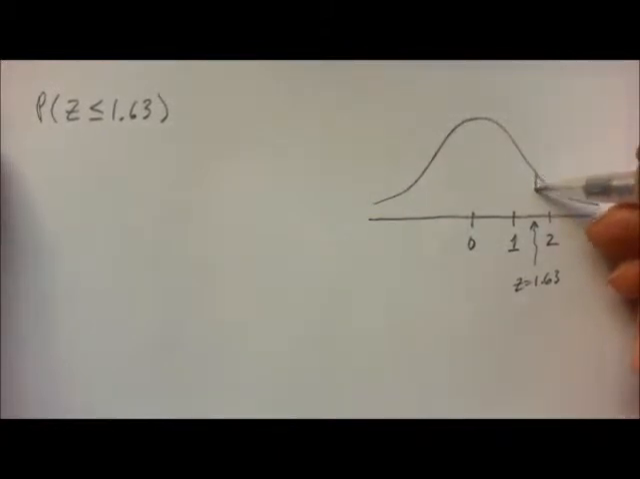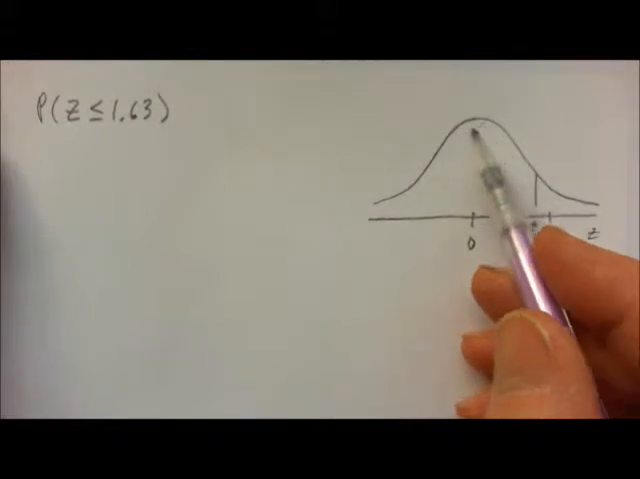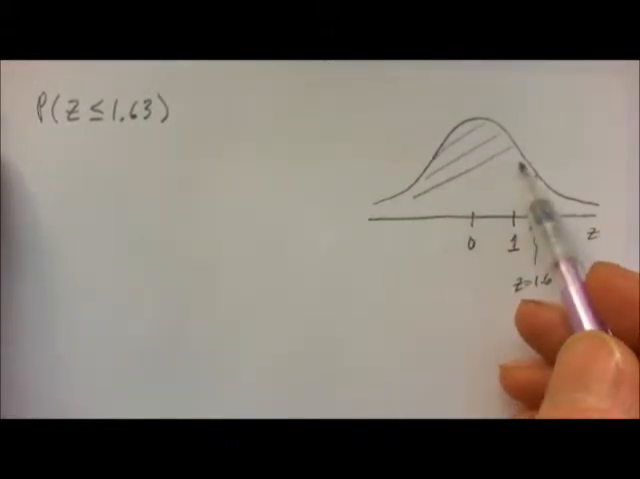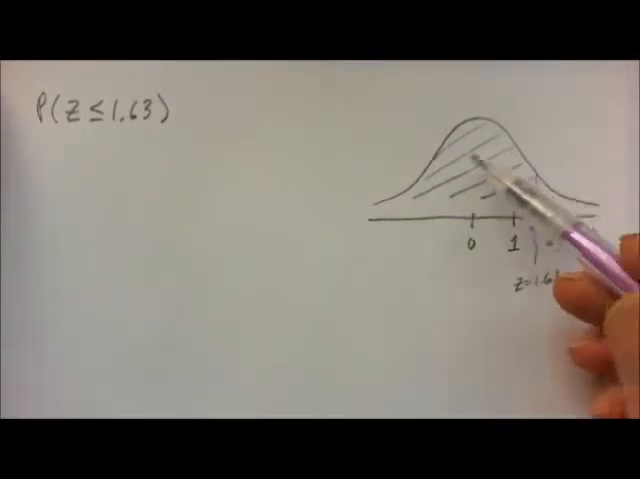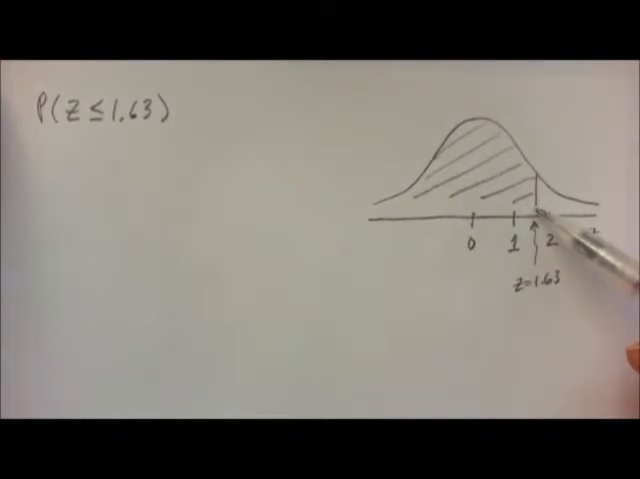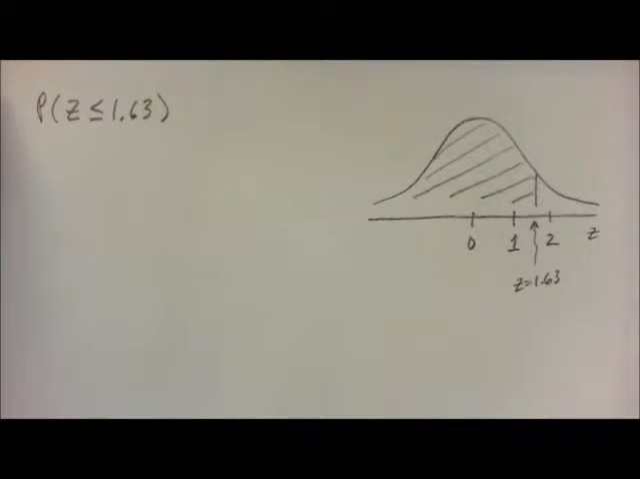So if we were to draw a line here, we want the probability that our z is over on this side. Now, what that corresponds to is the area under this curve, and that's actually what the standard normal distribution table gives us: the area under the curve to the left of our z value. But that's also the probability that our z is less than or equal to that value.